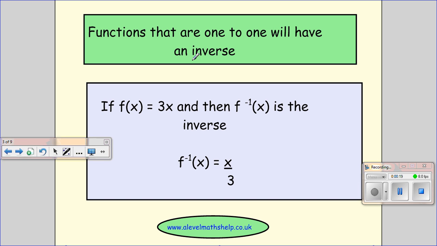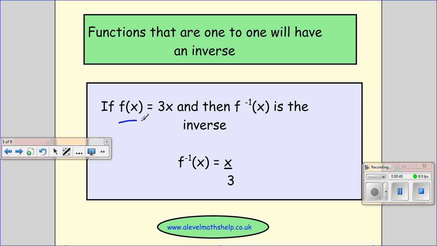Now, to be able to find an inverse, the function must be one-to-one, and the reason for that is if you had a many-to-one function, if we have the output, we don't know which was the input which gave us that answer. So if you had, for example, y equals x squared, and you knew y was 4, you wouldn't know whether x was plus 2 or minus 2.